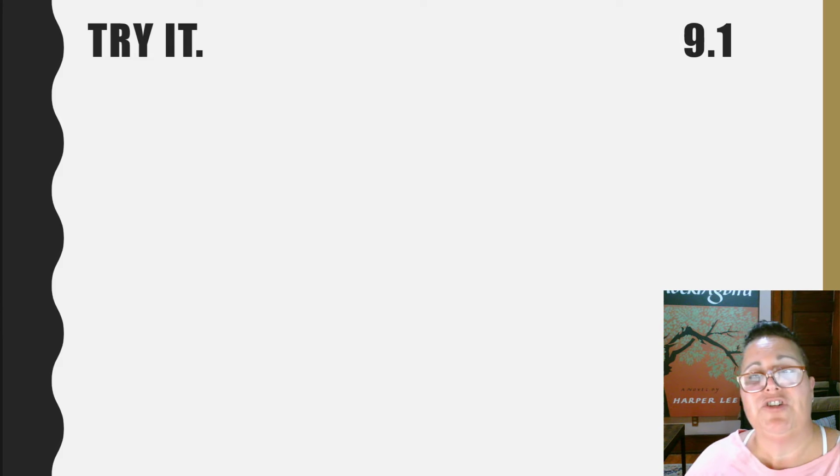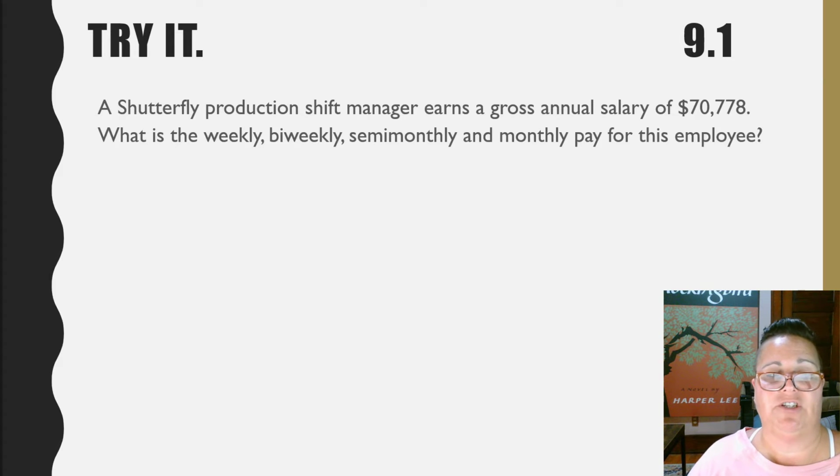All right, a problem to try. A Shutterfly production shift manager earns a gross annual salary of $70,778, and we're going to calculate his weekly, biweekly, semi-monthly, and monthly paychecks for this particular employee. So what would each situation bring in terms of a paycheck?